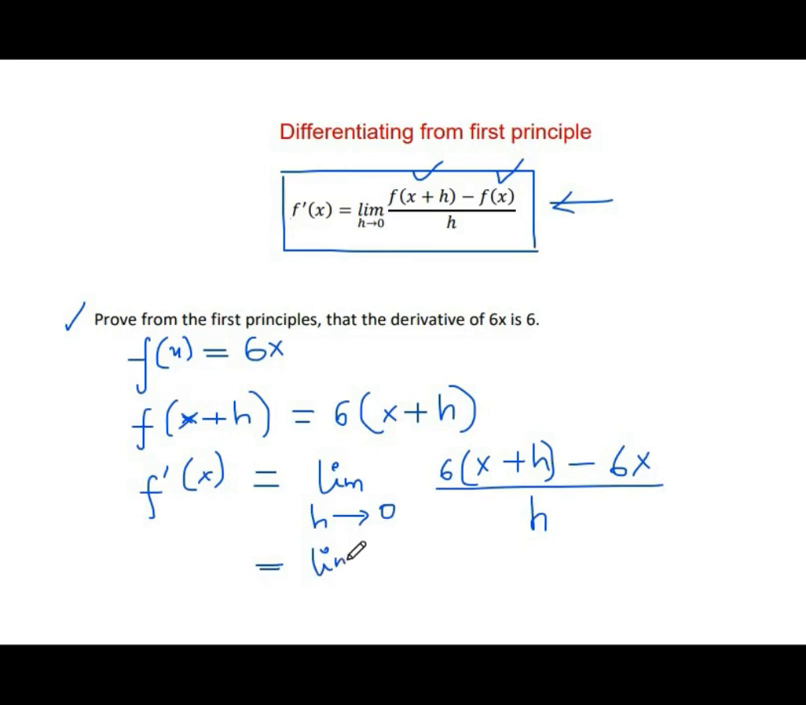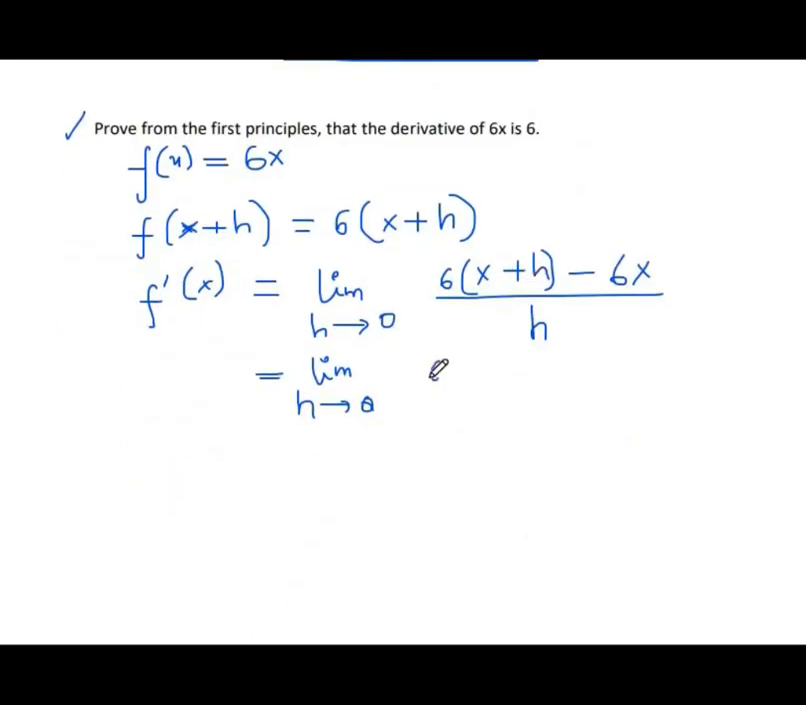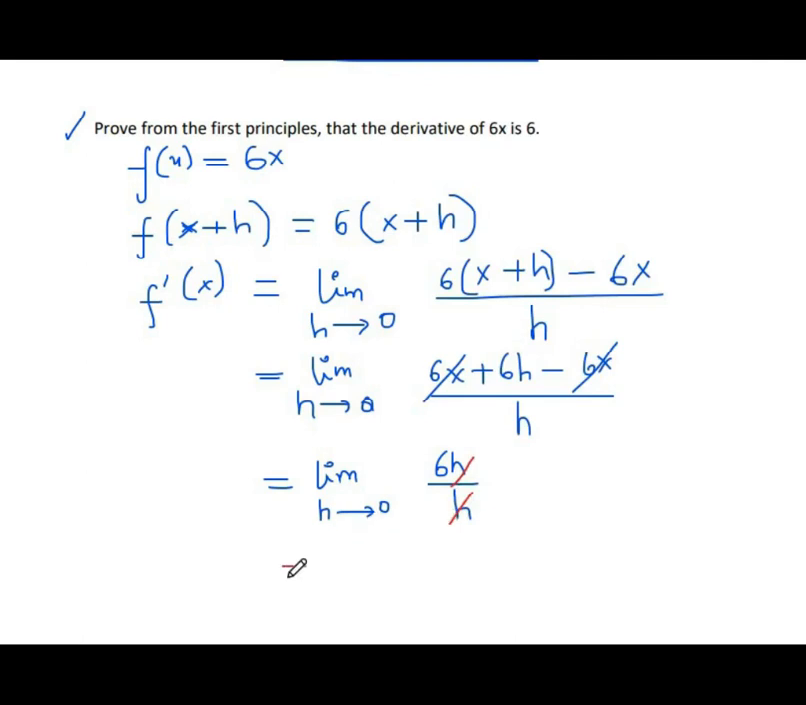We get it as limit as h tends to 0. We are going to distribute this bracket and write it as 6x plus 6h minus 6x over h. So this becomes positive 6x and negative 6x cancels, and we are left with limit as h tends to 0 6h over h. Now we can also cancel the h terms, h and h, so we are left with 6.